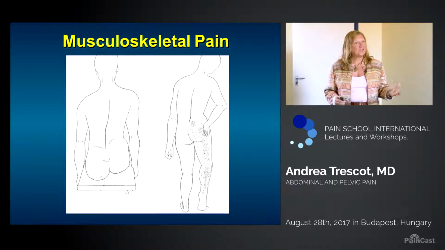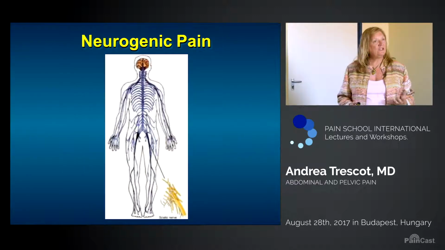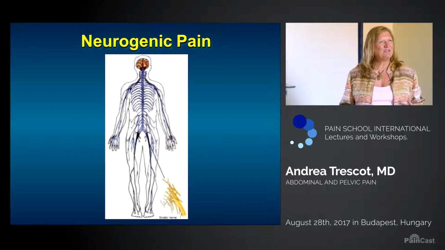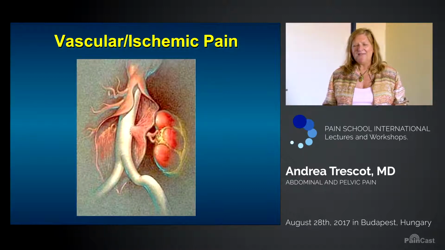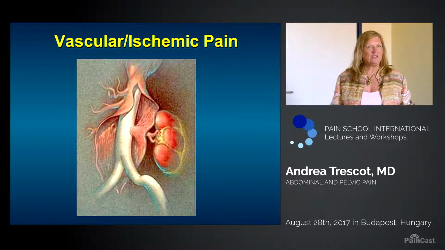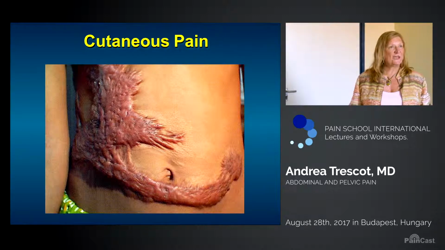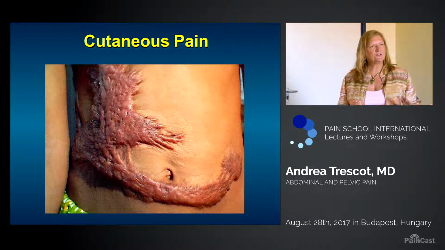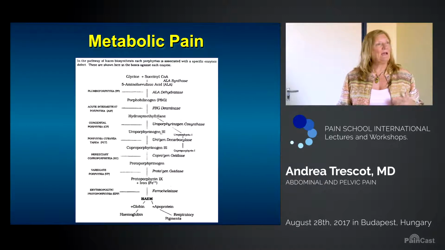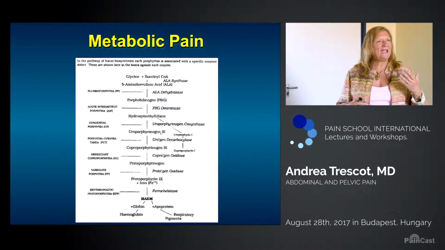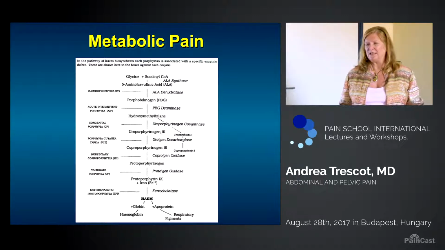There are musculoskeletal pains that will cause both abdominal and pelvic problems. There are neurogenic, which is obviously the thing I'm the most interested in, being so interested in peripheral nerves. There can be vascular and ischemic issues, and that's certainly one of the things you don't want to miss. There could be cutaneous pain, so things like zoster, where there's sensitivity and allodynia of the skin. There can be metabolic pain, the abdominal pain, for instance, from a porphyria might be difficult to recognize.